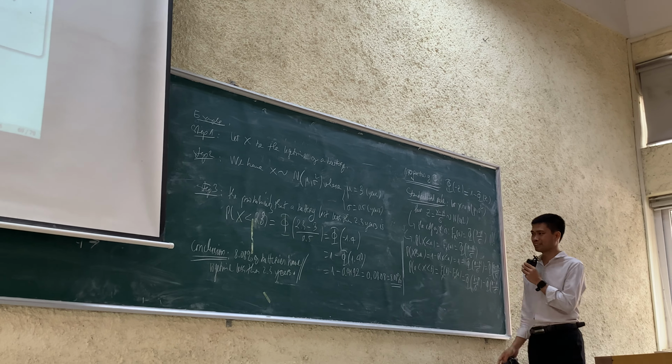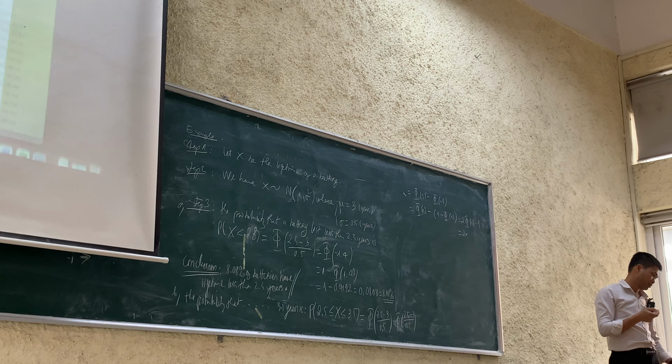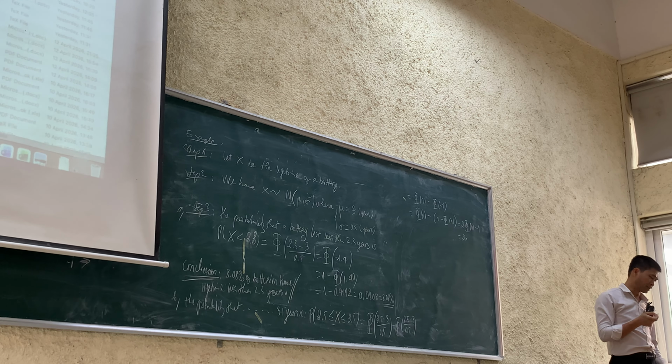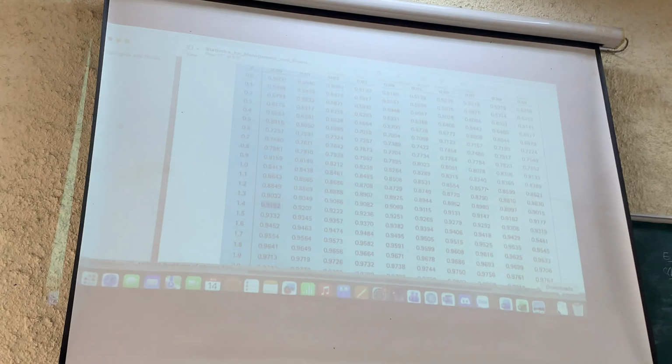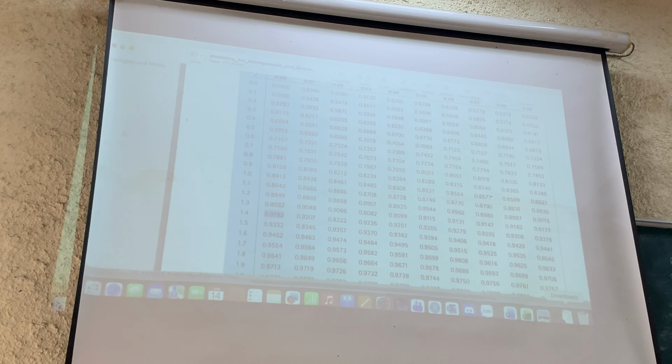And the data: phi 1 minus phi minus 1. Phi minus 1 is 1 minus phi 1. So that equals 2 phi 1 minus 1. What is phi 1? Open the table. Phi 1 is phi 1.00.